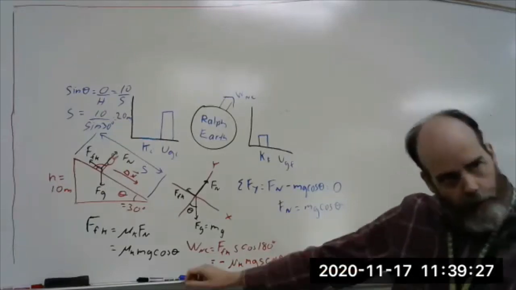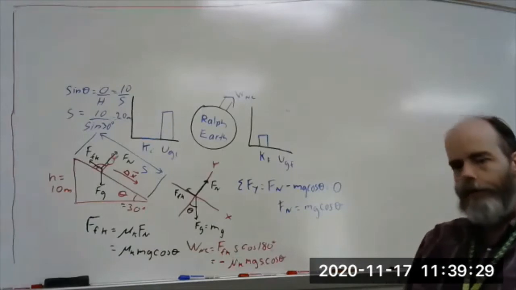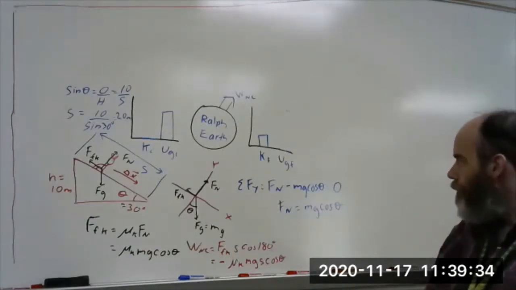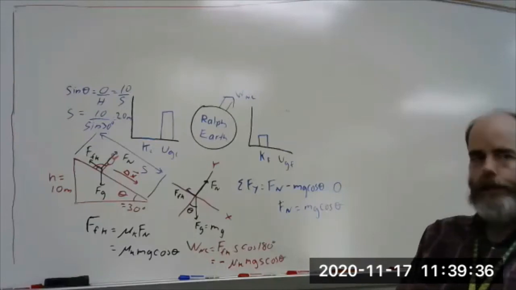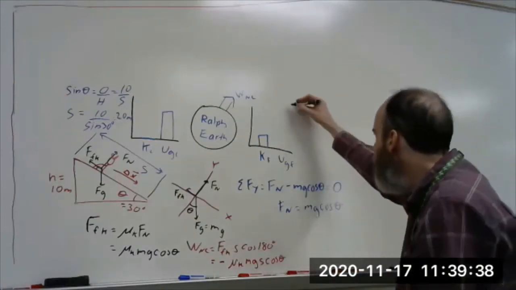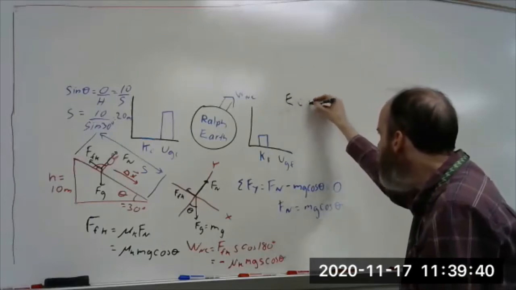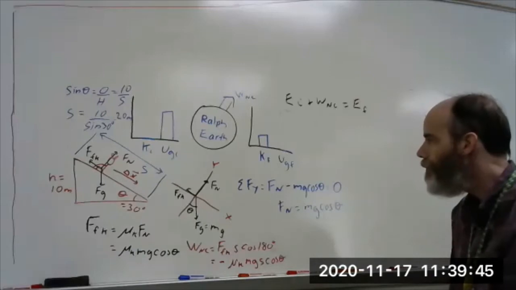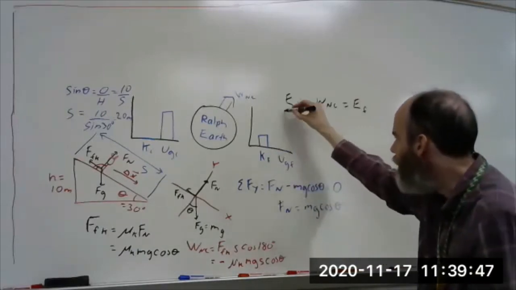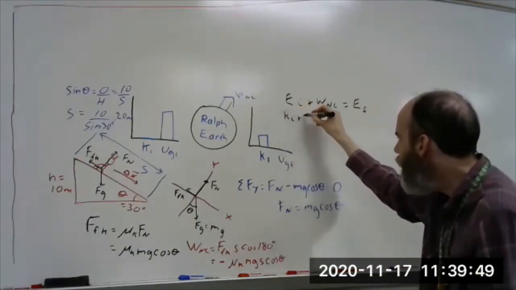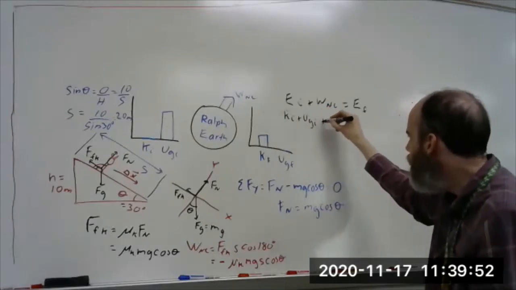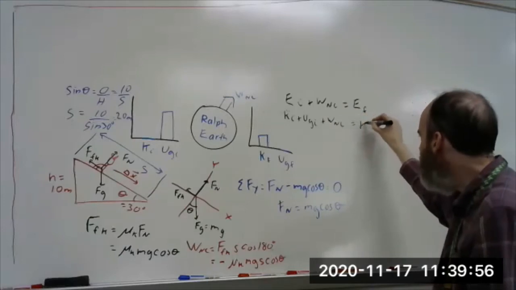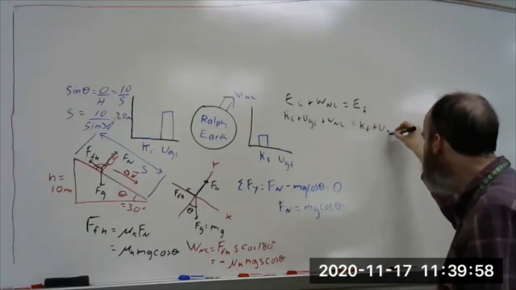Everything we learned about in our dynamics unit we had to use here. So now let's write down the energy equation. Energy initial plus work non-conservative equals energy final. K initial plus UG initial plus work non-conservative equals K final plus UG final.